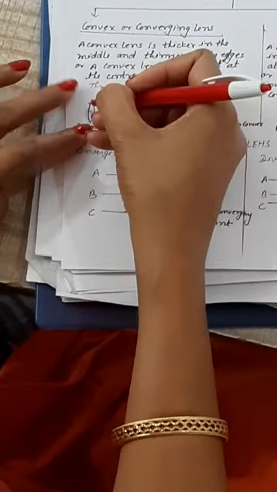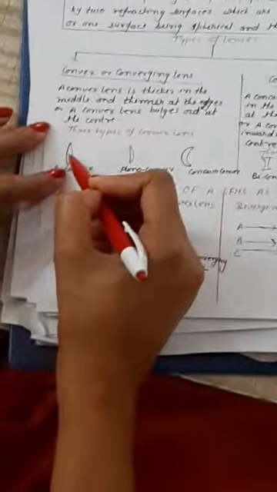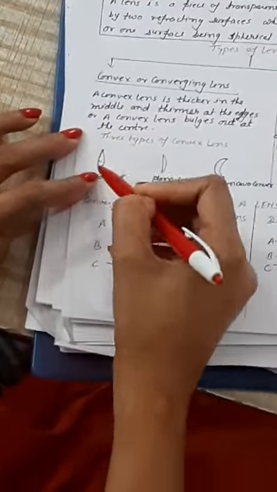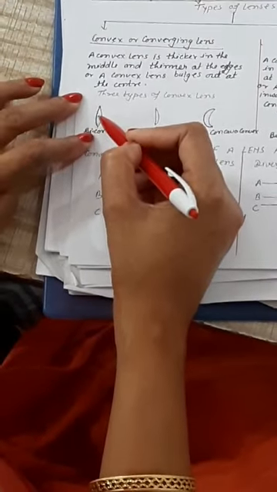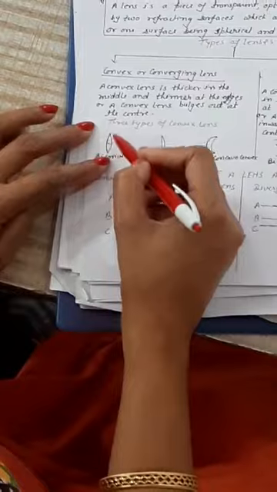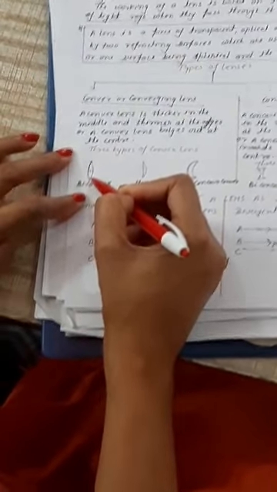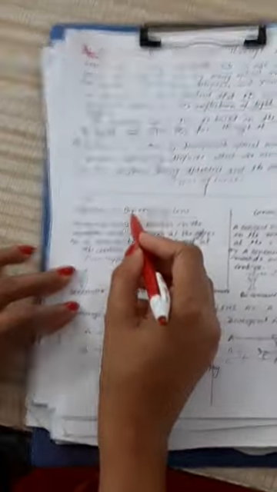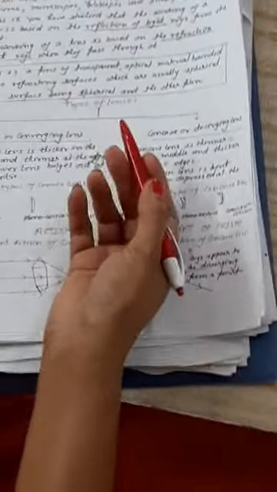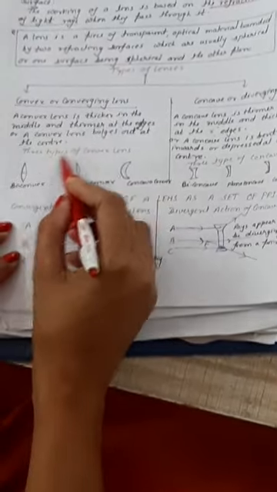So how can we define this convex lens? A convex lens is thicker in the middle and thinner at the edge. Or another way we can define it, a convex lens bulges out at the center. So another name of the convex lens is converging lens also. Later on we will discuss why we say converging lens.